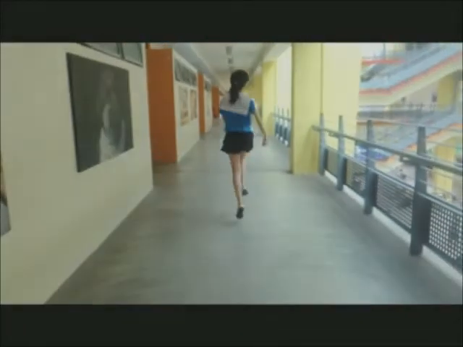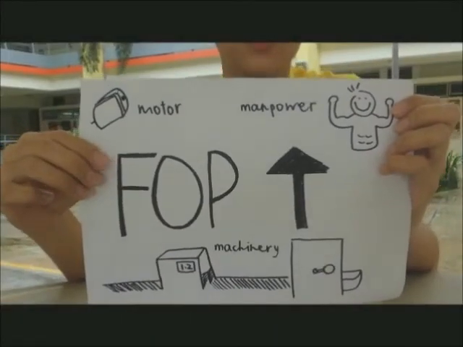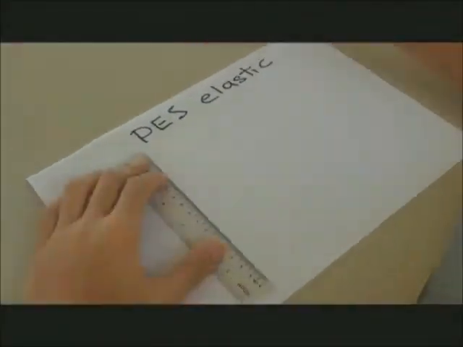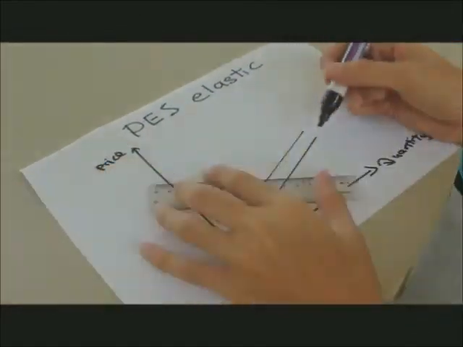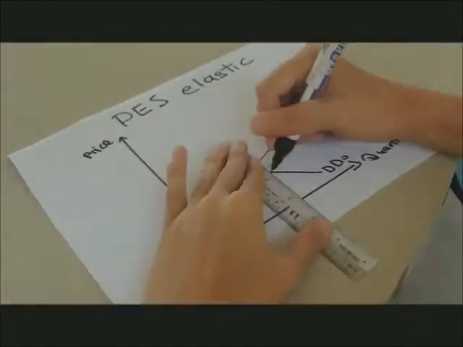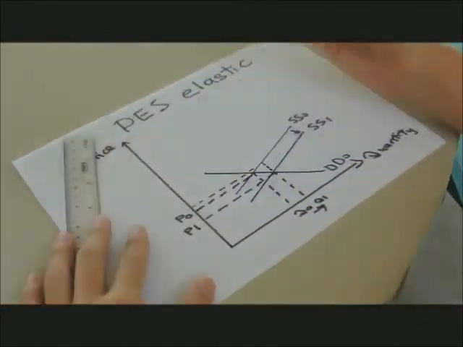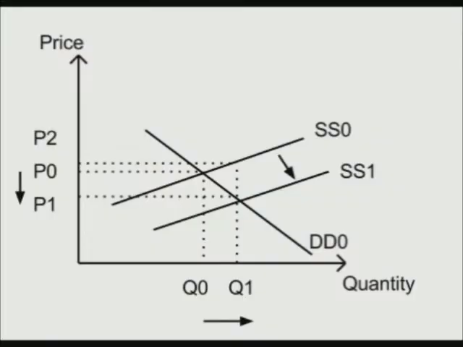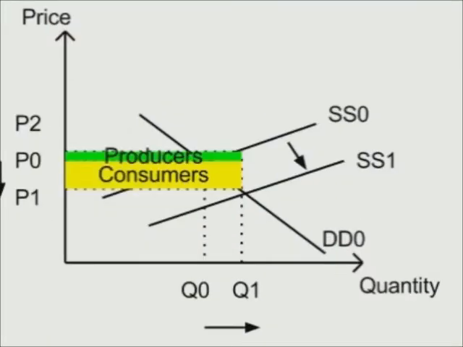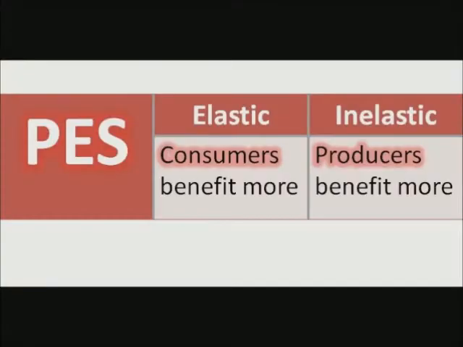However, as time progresses, car producers can buy more machineries and raw materials, increasing production. Supply then becomes elastic. As a result, the consumers benefit more than the producer. We can therefore observe that as PES increases, consumers tend to benefit more than the producers.